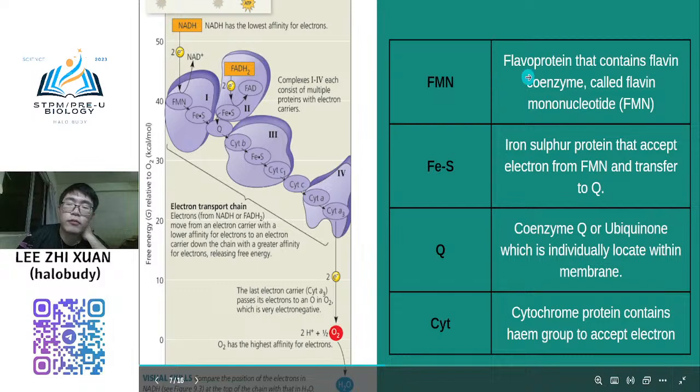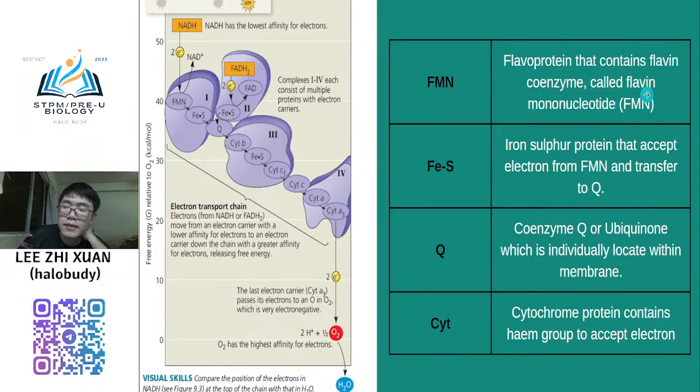The FMN is known as flavin mononucleotide. Another common name is flavoprotein. It is one type of cofactor because it contains flavin coenzyme. And then FeS: Fe is ferrous iron and S is sulfur, so this one is the iron-sulfur protein. Its function is to accept electron from FMN and transfer to Q.